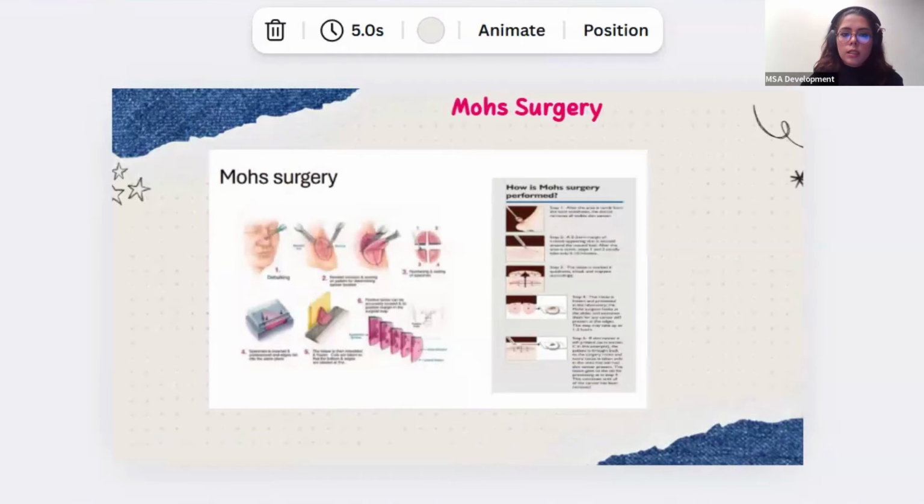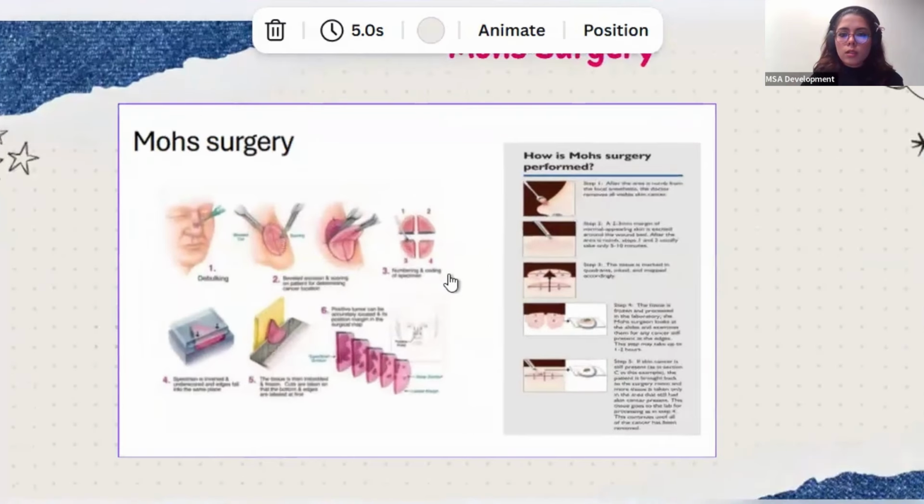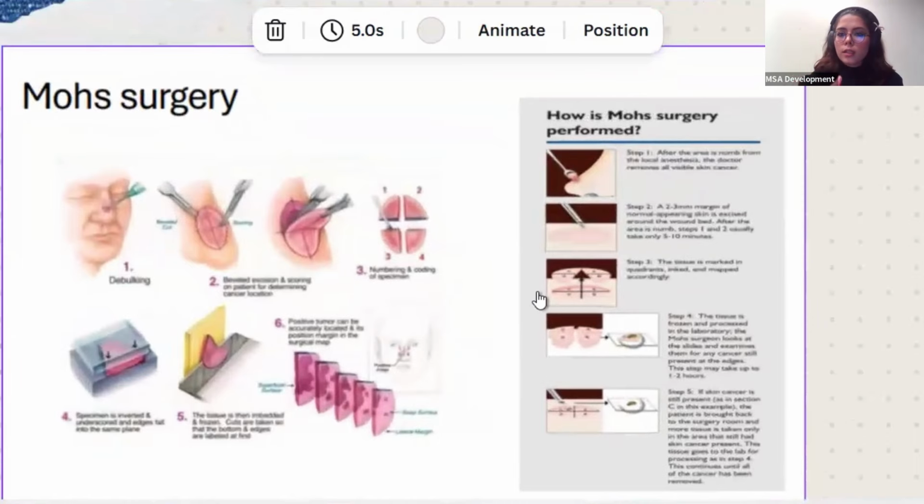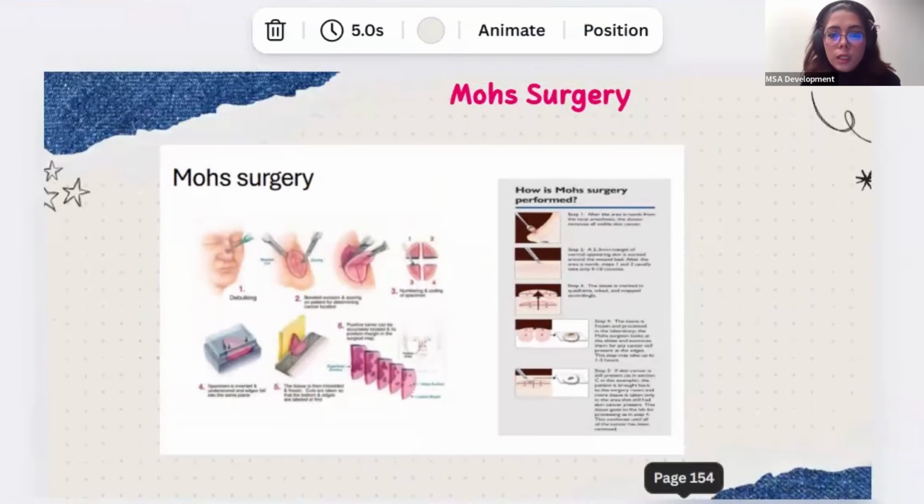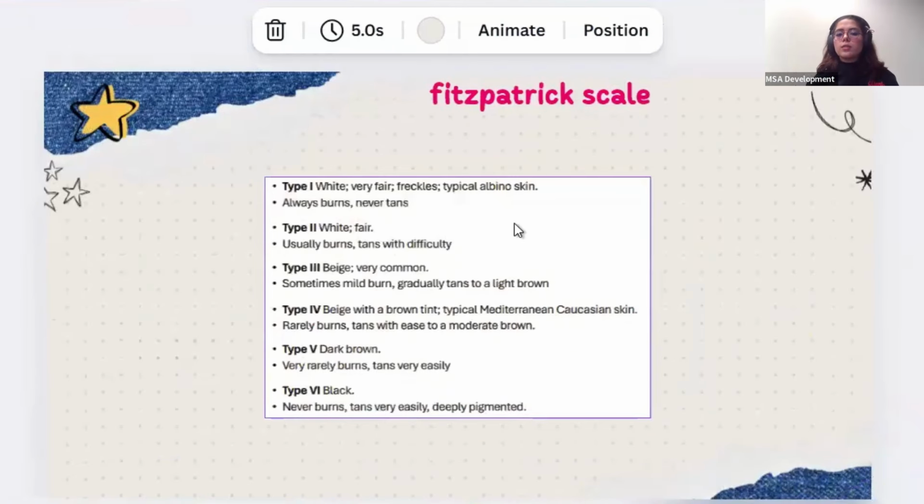Mohs surgery is basically you take the flap, you cut it until you're like, okay, this part doesn't have the BCC or the melanoma or whatever, and then that last part you put back. I think that's how it is. It's just for you to know.